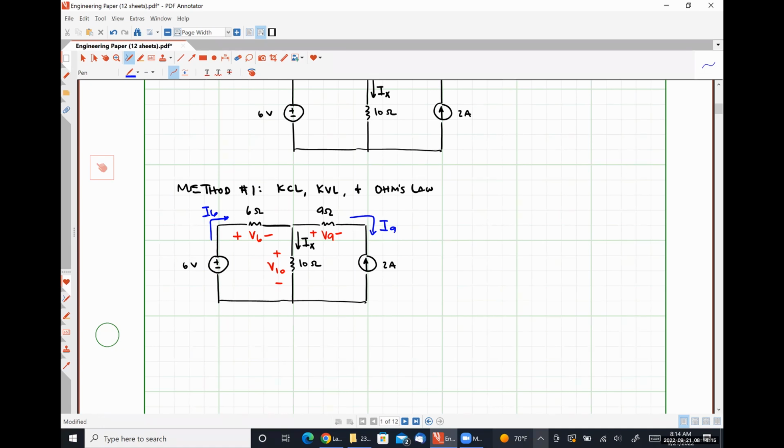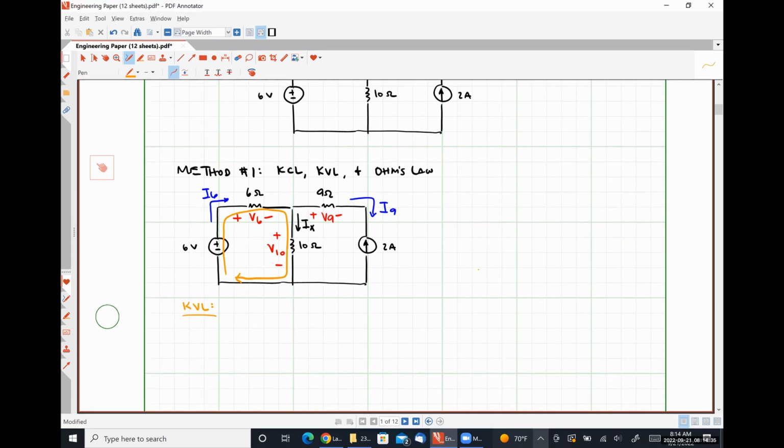And so now we are just going to play around with things, okay? The first thing that I'm going to do is write Kirchhoff's voltage law equation around this loop. So I will have -6 volts plus V6 plus V10 is equal to 0. And let's leave that alone for now.